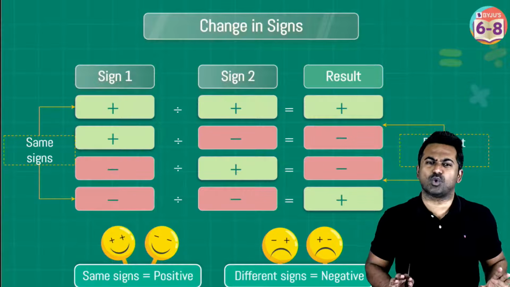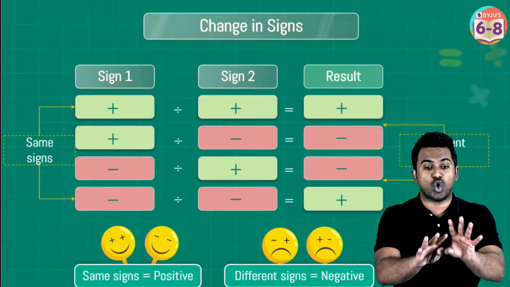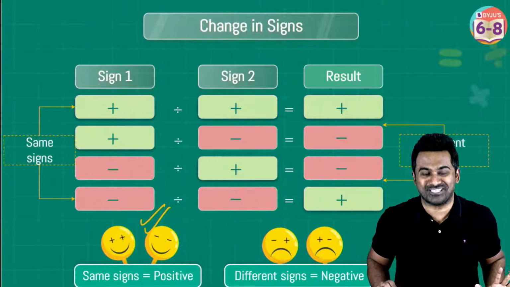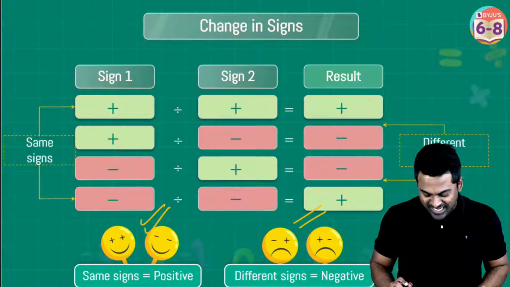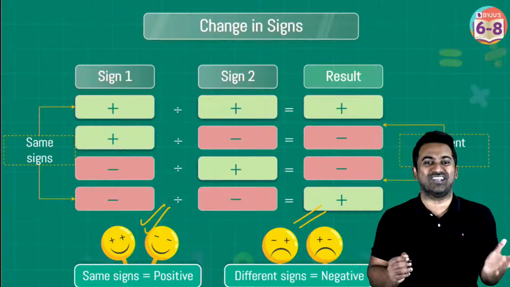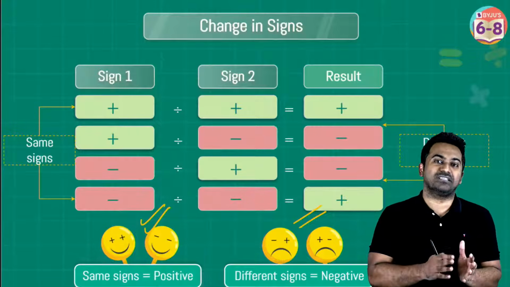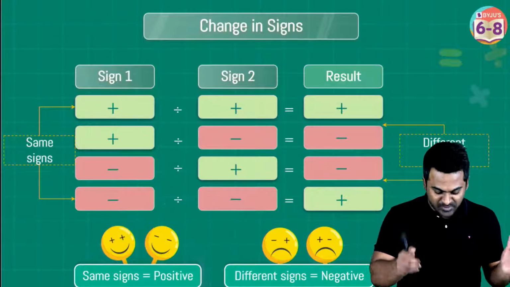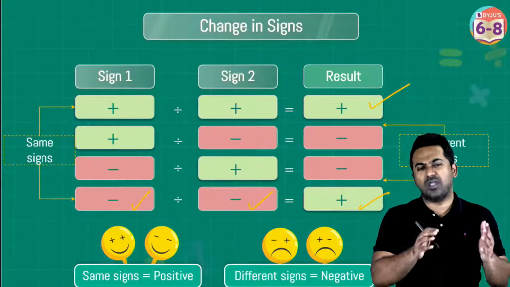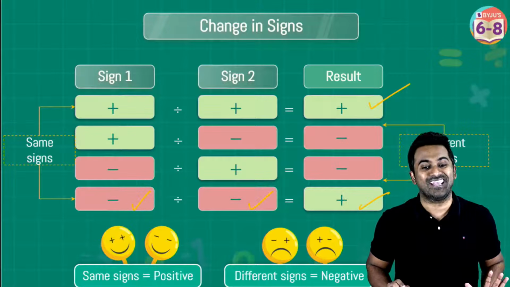Now division here is going to be absolutely similar to multiplication. The rules do not change. Okay, same signs, again a smiley face, positive, and different signs. Well, it looks like somebody has given the person a black eye here. So different signs is going to mean negative. So just remember this: same signs, positive; different signs, negative, and the rules are pretty much the same. So positive divided by positive is positive, negative divided by negative is positive, positive divided by negative or negative divided by positive, as you can see, is going to be negative.